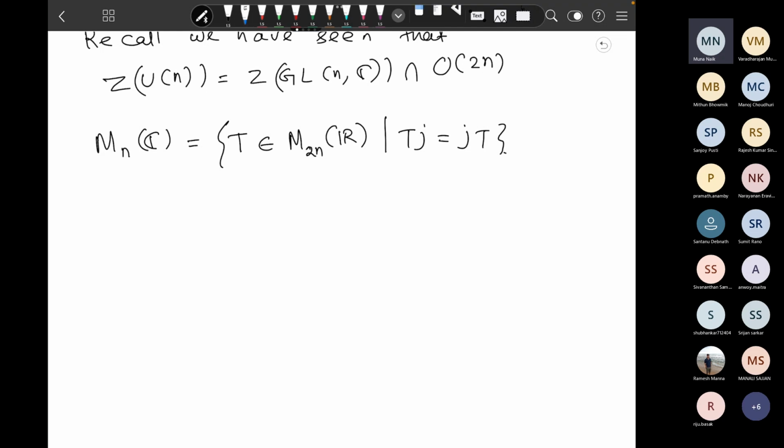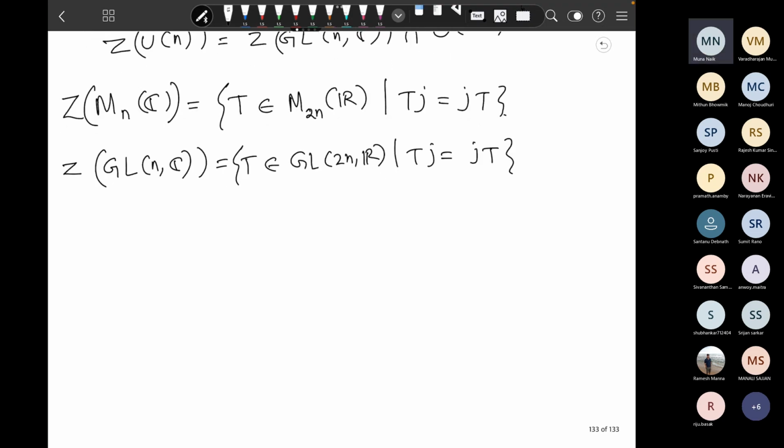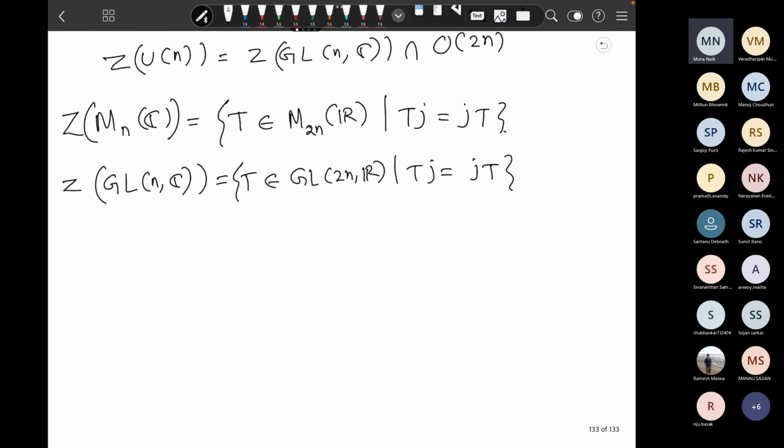Okay. So now, if you want to be very precise, you should write like this: Z of MNC is equal to T belongs to M2N R, so that Tj is equal to Zt, where Z is the map from MNC to M2N R. And similarly, one can write Z of GLNC is equal to T belongs to GL2N R, so that Tj is equal to Zt. Actually, nobody writes this Z because we understand what we are doing, and the writing becomes cumbersome. But for a moment, let us write Z. There is a purpose for that.